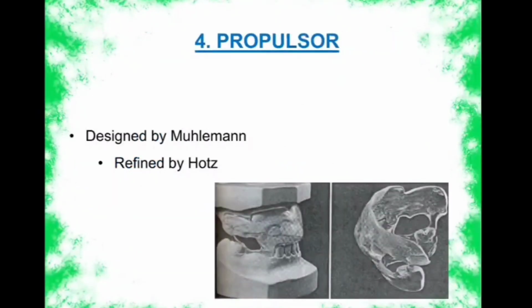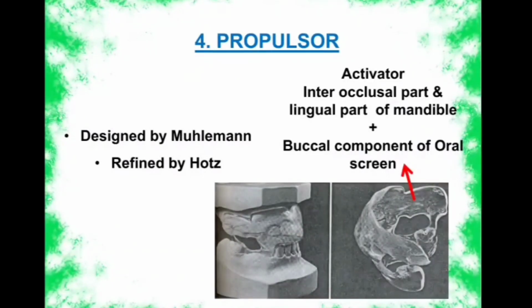Coming to the fourth modification, that is the propulsor. It is designed by Mohlin and refined by Hotz. It combines the features of both the activator as well as the oral screen. It does not have any wire components and is made completely of acrylic. It combines the activator's interocclusal part and lingual part of the mandible and the buccal component of the oral screen.